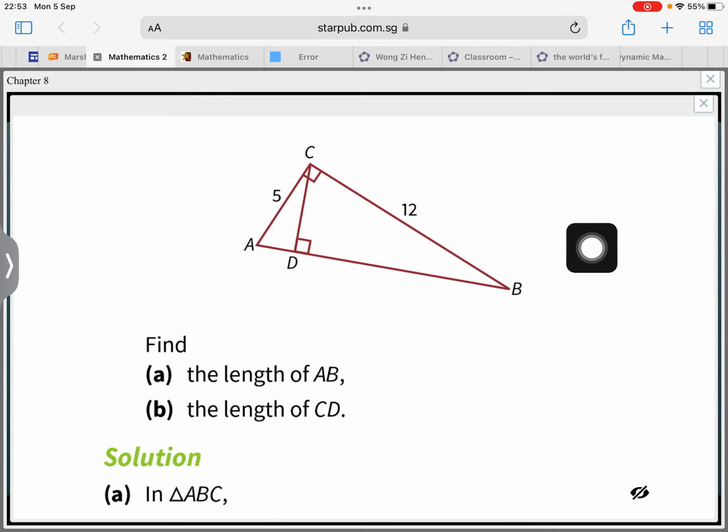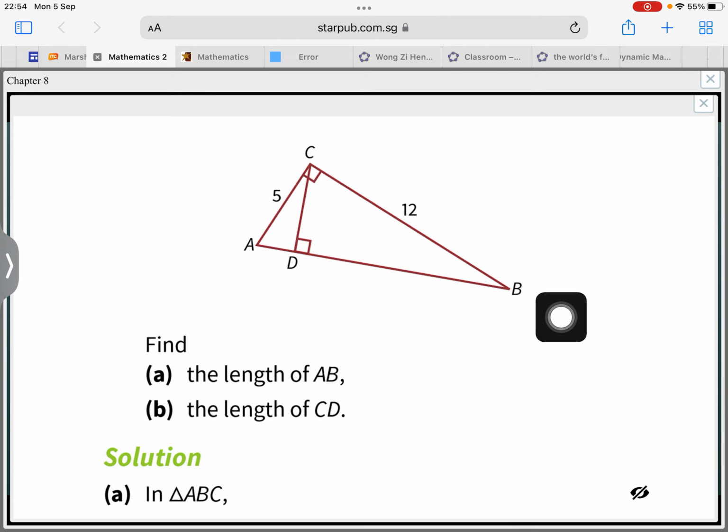To find the area of a right angle triangle, it's just half times base times height. The key thing is the base and the height, these two lengths must be perpendicular to each other. They must be at right angle. So in this case, I want to find the area. I can take half times 5 times 12, or I can take half times CD times AB. These two should give me the same value. So if I know that half times 5 times 12 gives me the same as half times AB times CD, and I know what is AB, with that I can find what is CD.